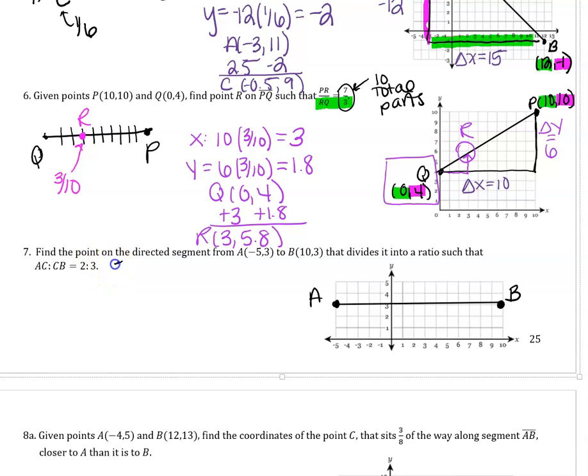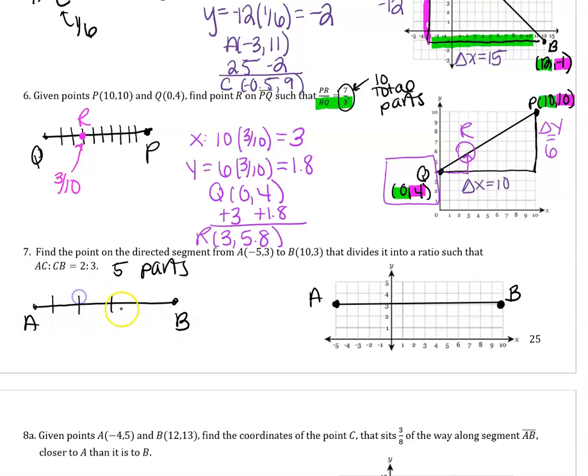So this is 5 total parts. Okay, so if you think about it, if this is A and this is B, 5 total parts would be 1, 2, 3, 4. That would split it. Here's where the 2 is. So then C is 2 units away from A, and then technically CB is 3. But from A, that's at the 2/5 marker.